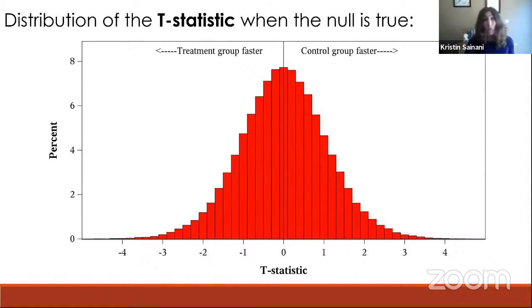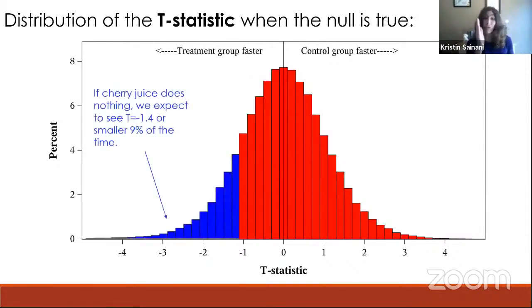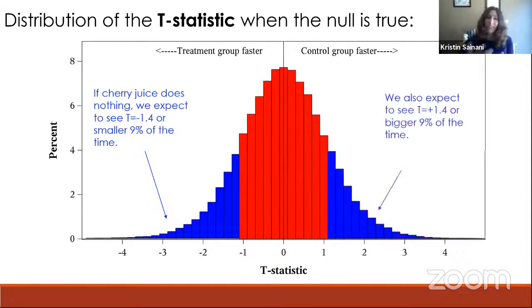Well, how often in my trials did I get t-values of -1.4 or smaller, farther from 0? It actually happened 9% of the time. 9% of the time I got t-statistics this big or bigger. So it wasn't that surprising. And in fact, I also got t-values of +1.4 or bigger, farther from 0, 9% of the time. These are cases where the control group beat the treatment group by that amount.